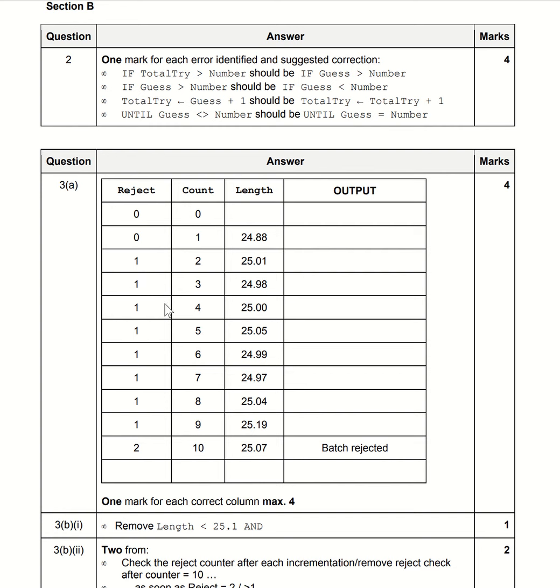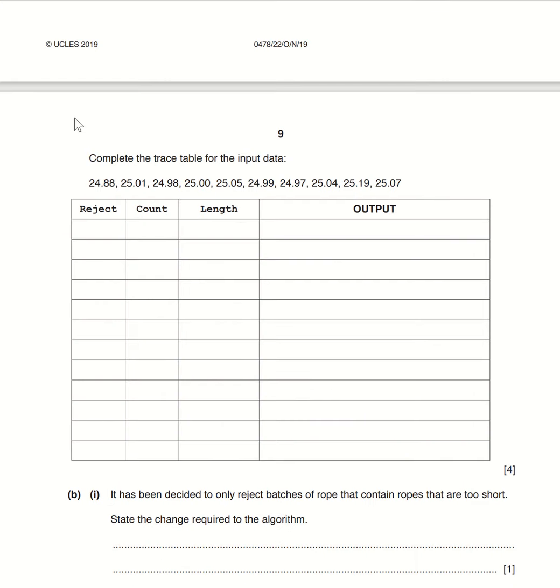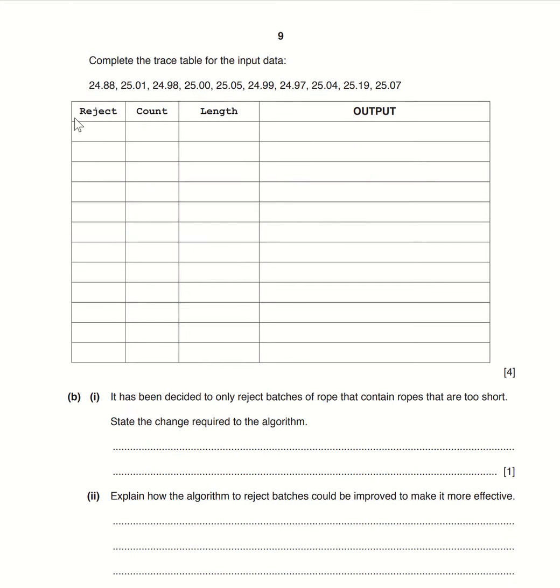Let's just skip to the end. Here 25.19 is more than 25.1, so another reject. So two rejects, and the last one, 25.07, count is 10, and in the end it outputs batch rejected because 80% were accepted. And that is the answer for this. So next part of the question.